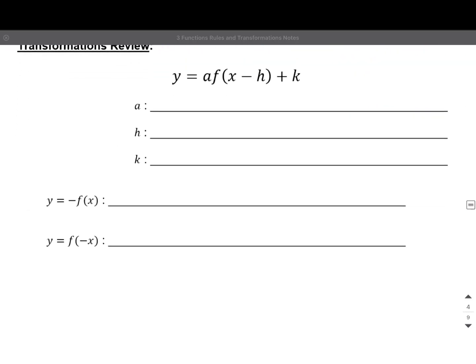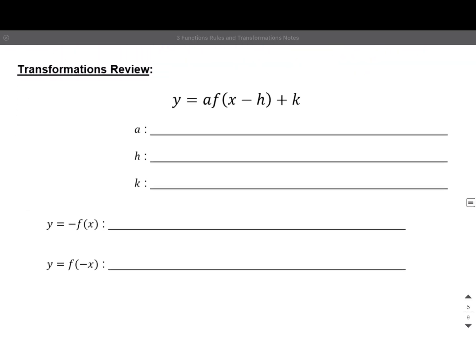Okay. Transformations review. Let's review a little bit on transformations. All right, so first, if we have y equals a times the function f evaluated at x minus h, plus k outside the function, a represents a vertical stretch or compression, which will make the graph look thinner or wider. But it's really being stretched or compressed in the vertical direction.